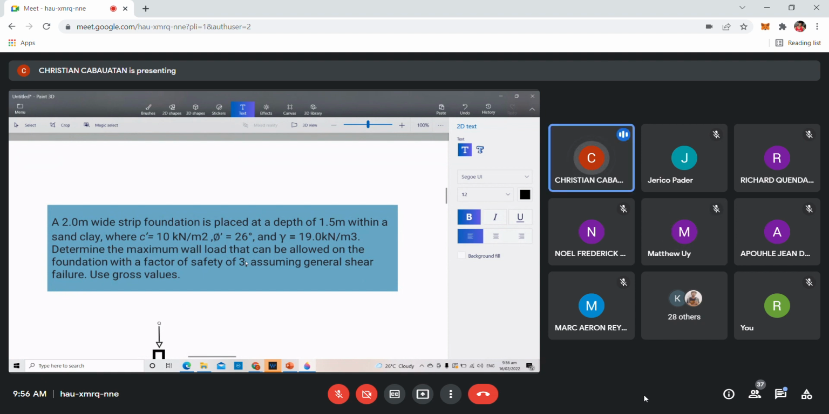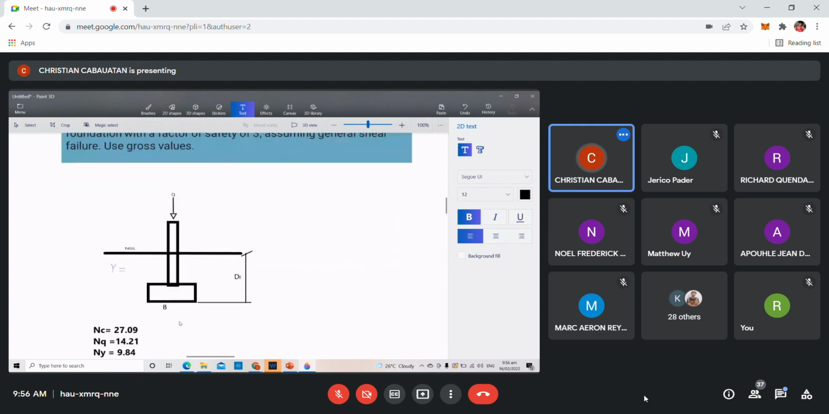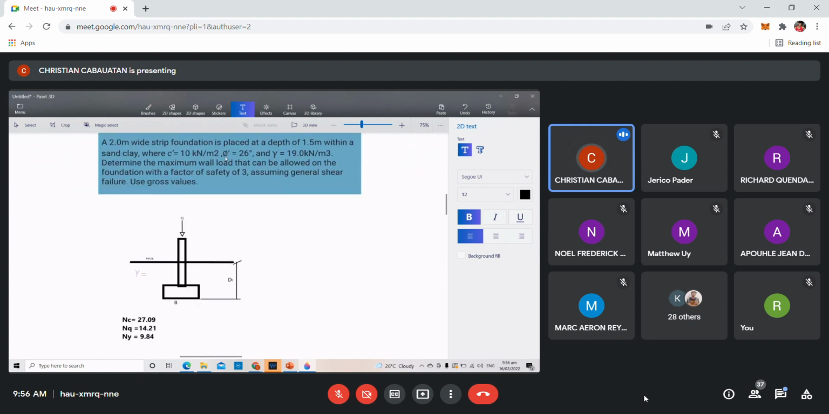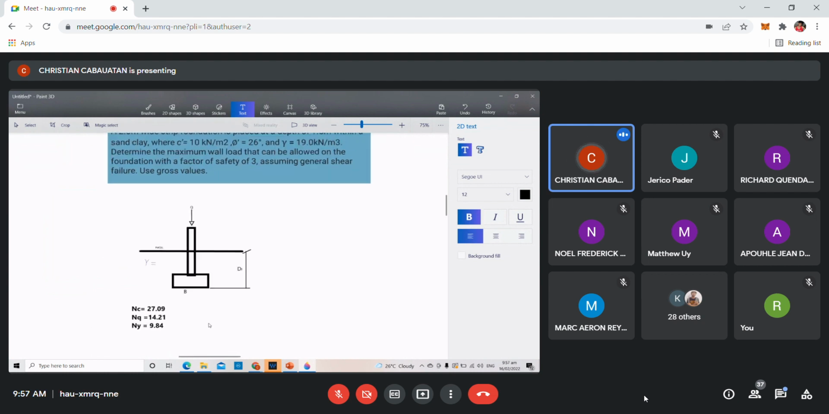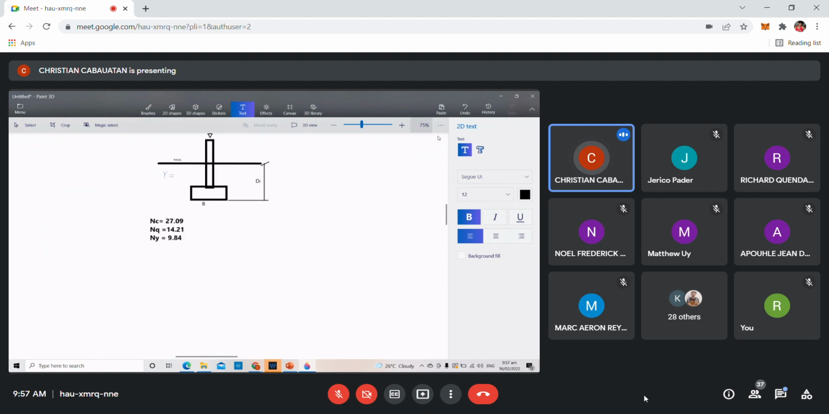So, ano yung sinabi niya ulit sa problem natin? Ano yung gagamitin nating formula? It would be a general shear failure. Tama ba? It was stated in the problem. And then, ano yung formula ni strip foundation? Maalala nyo ba? Kinuha ko na yung kanyang respective bearing coefficients para hindi na tayo pupunta doon sa kanyang table. So, what is the formula of a strip foundation? Maalala nyo?